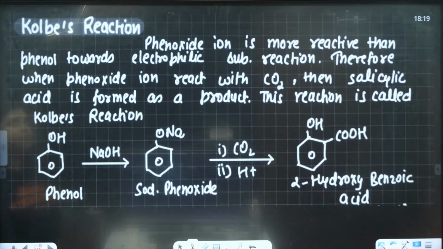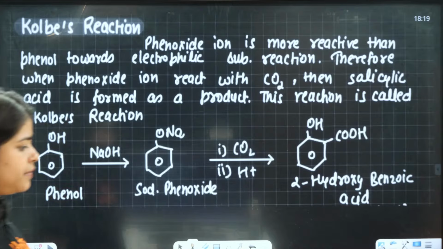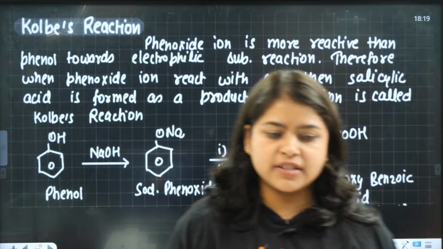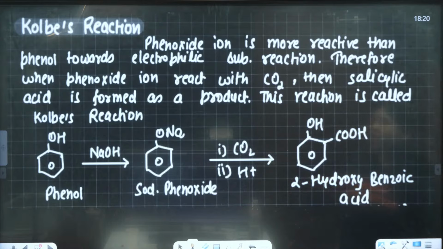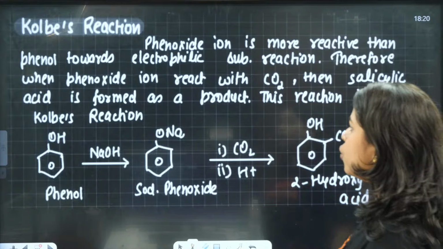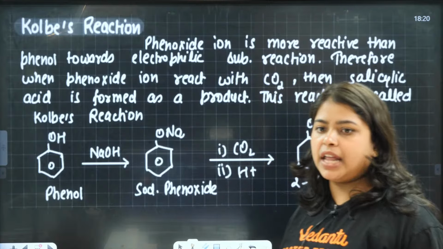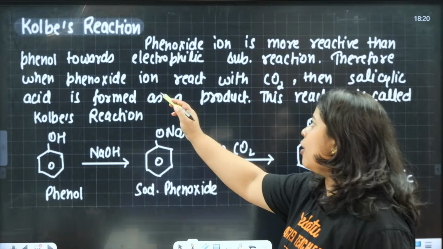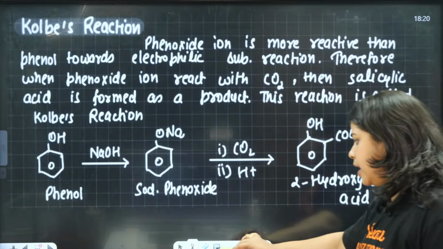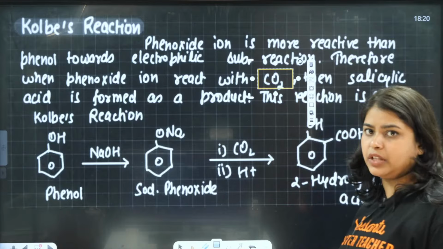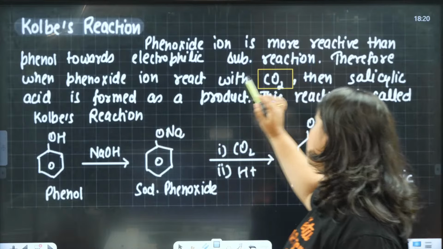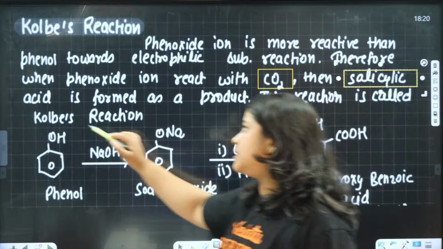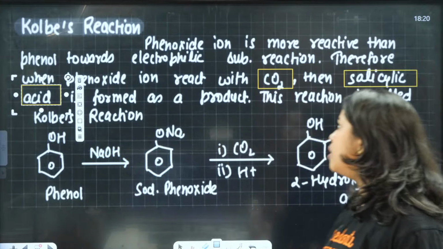Okay, next comes the Kolbe's reaction. This is also very, very important, Kolbe's reaction. So this is a fixed question. Okay, this is going to be a fixed question. That is, phenoxide ion is more reactive than the phenol towards the electrophilic substitution reaction. Therefore, whenever the phenoxide ion is reacting with the CO2, okay, ಯಾವಾಗ phenoxide ion is getting reacted with the CO2, then salicylic acid is being formed. ಏನಪ್ಪ produce ಮಾಡುತ್ತೆ, salicylic acid is formed as a product.